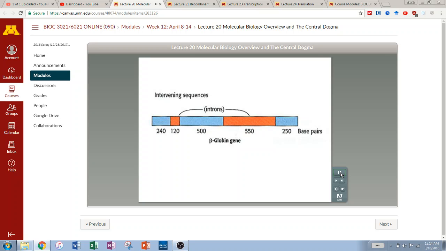Many eukaryotic genes have introns, intervening sequences of DNA within the gene that don't code for amino acids in the final protein product. In genes that contain introns, the coding regions are referred to as exons, express sequences. The beta-globin gene shown here has 2 introns.